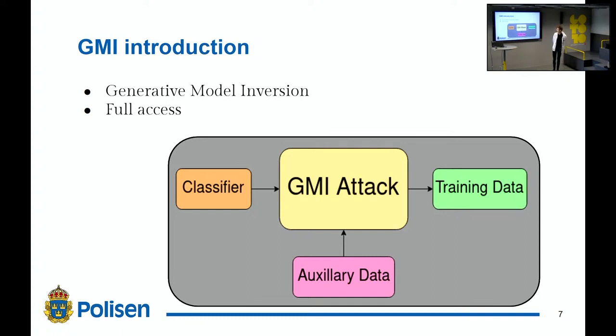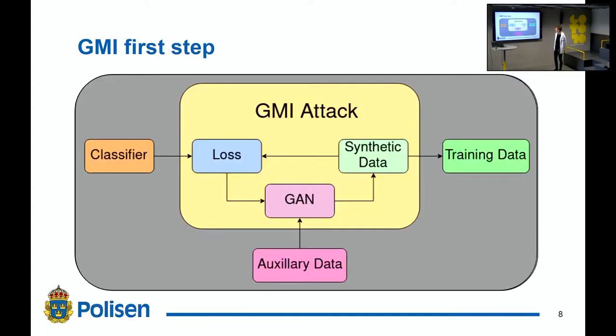But taking one step into the GMI attack, we see this. It's 3 different parts working together iteratively to get the best possible results. We have a GAN creating synthetic data, which we use to calculate the loss and iteratively improve the entire process. Now we'll go through these 3 little detailed steps.